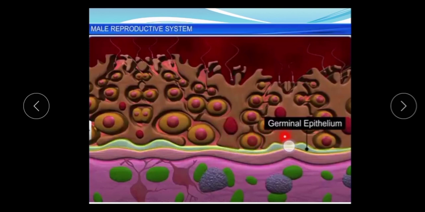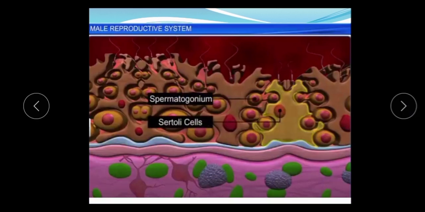This is the internal view of the seminiferous tubules. The seminiferous tubule is lined by the germinal epithelium, and this germinal epithelium is made up of two kinds of cells. The first is spermatogenic cells and the second is Sertoli cells. The spermatogenic cells form the sperms, and the Sertoli cells, also called sustentacular cells, provide nutrition and nourish the sperms.